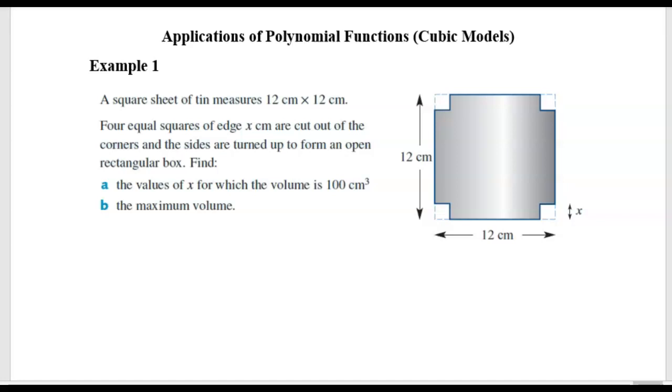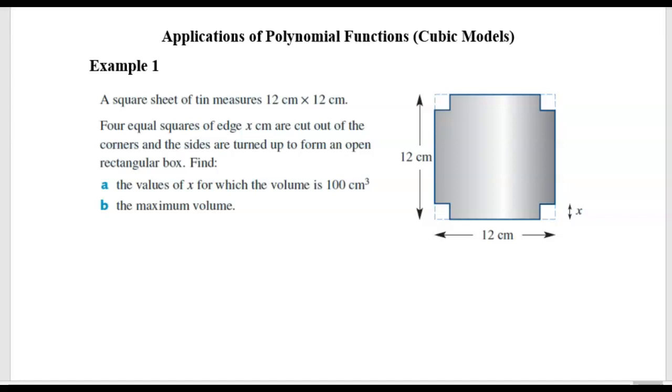In this lesson, we're going to have a look at applications of polynomial functions with a special focus on cubic models. So let's straight away jump to our first example. We've been given a square sheet of tin which measures 12 by 12 centimeters, and they want us to form an open rectangular box with this sheet of tin metal.